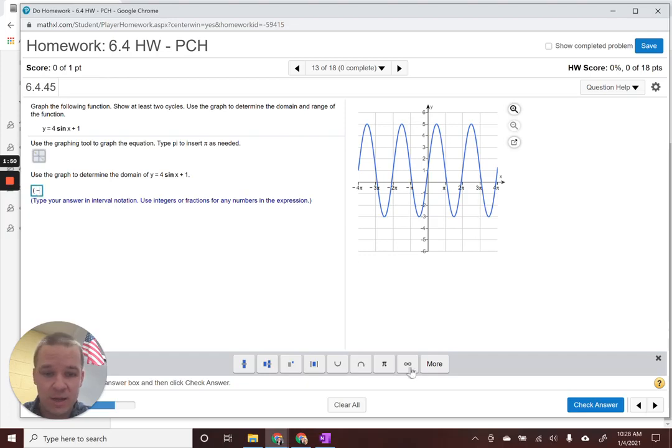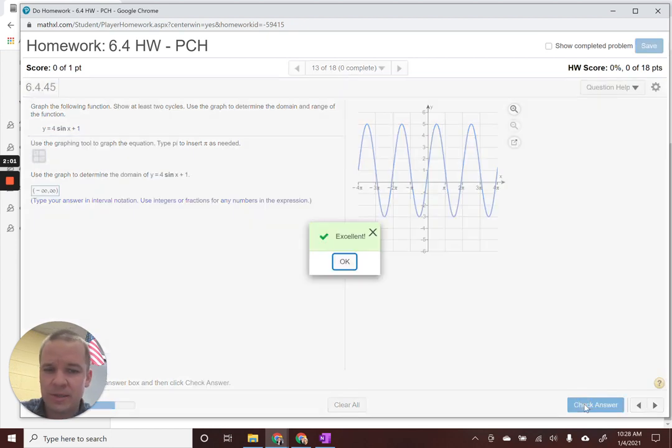So negative infinity, comma, infinity. That'll be my domain, right? And I would be using parentheses there. I can't include infinity. So we're going to check my answer. Excellent. Positive reinforcement. Makes us feel good, once again.